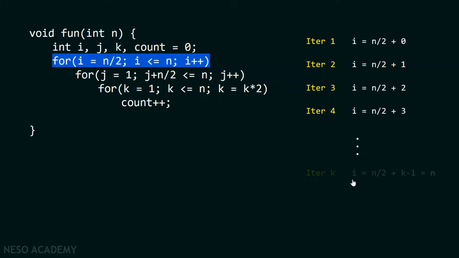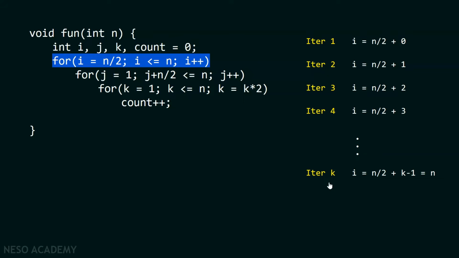Now let us assume that we are running up to iteration number k. In that case, i will be equal to n/2 + k - 1. Here you can clearly see in iteration number 1, this value is 0. Iteration number 2, this value is 1. While n/2 remains constant, only this value is changing with the iterations. In iteration number 3, this will be 2. Iteration number 4, this is 3. Similarly, in iteration number k, this will be k - 1. So i will be n/2 + k - 1, which is equal to n, because this is the last iteration we are considering.